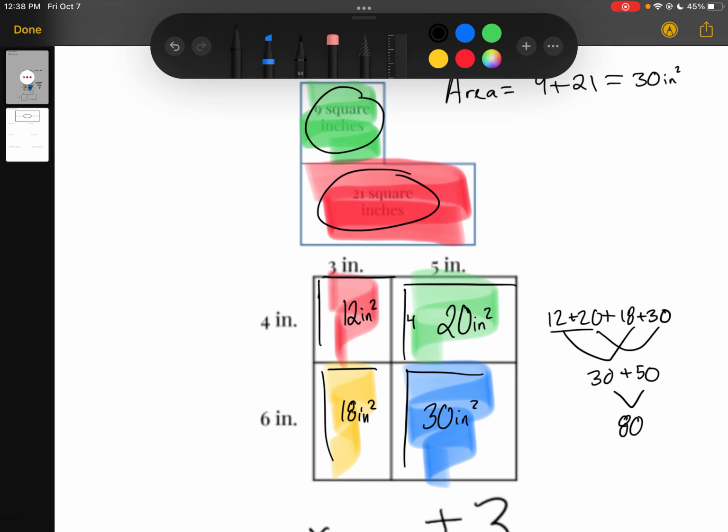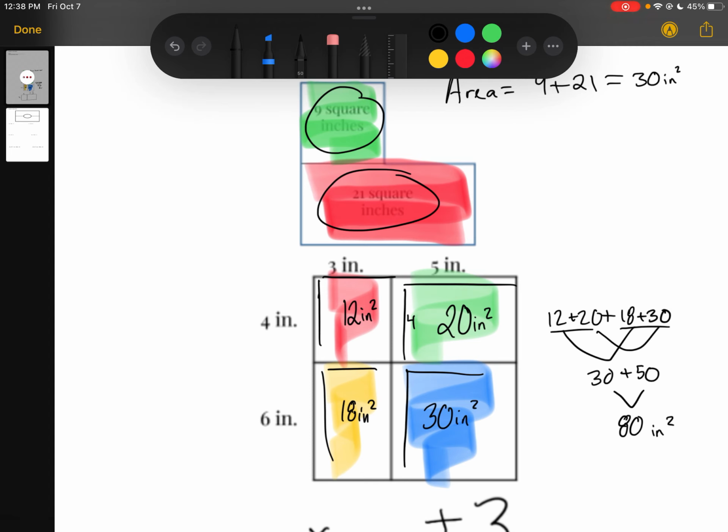You could do it in any order. If you wanted to do 12 and 20 first to get 32, and then 18 and 30 second to get 48, and then add those two together, you'd still get 80. So it doesn't make a difference here. Either way, our final answer is 80 inches squared. And again, that's just calculator math, something you can punch into your calculator and get an answer for.